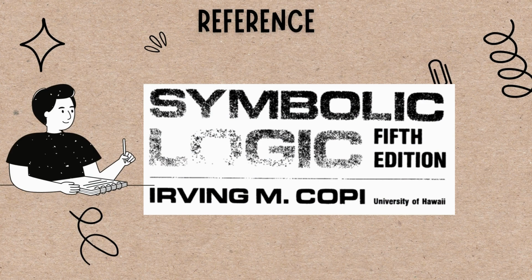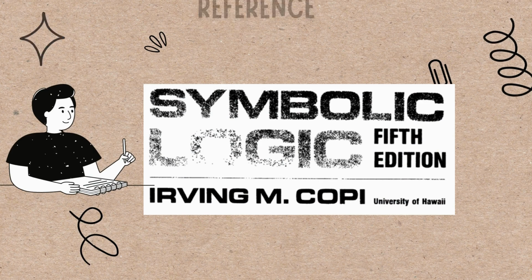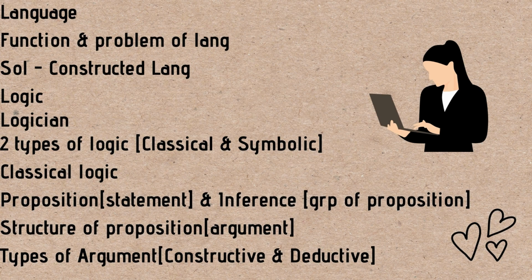We are taking reference of Symbolic Logic, 5th edition, which was written by Irving M. Copi from the University of Hawaii. Let's recap all the topics we have learned so far. We have seen about the language, and next we have seen about its function and what are the problems we are facing in language. We also found the solution, which is a constructed language.